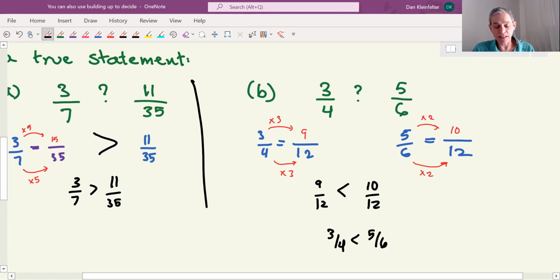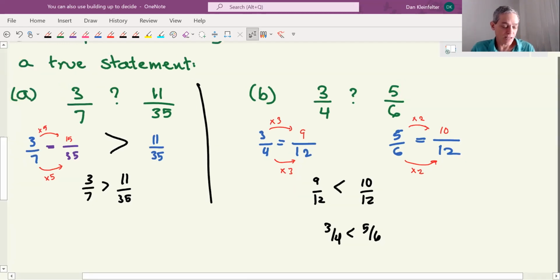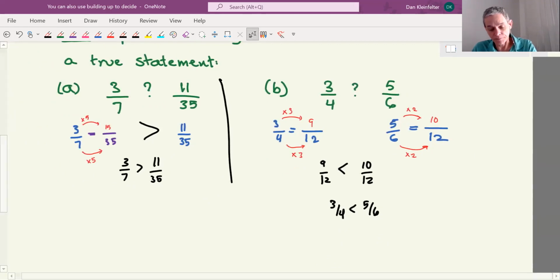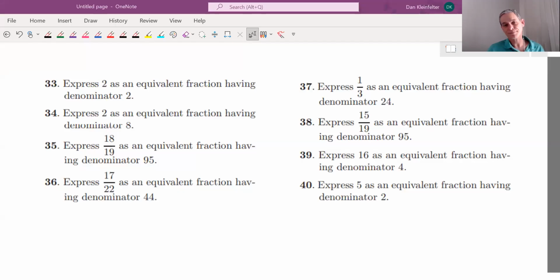And once again, how we did this was by changing the two fractions so that we have two equivalent fractions having the same denominator. All right, so we want to finish with some examples. The next two slides are basically just more examples. This one is about the building up process, and the second part is about building up for comparison. So if you're comfortable from here, then you can leave. Otherwise, let's continue and take a look at some examples.